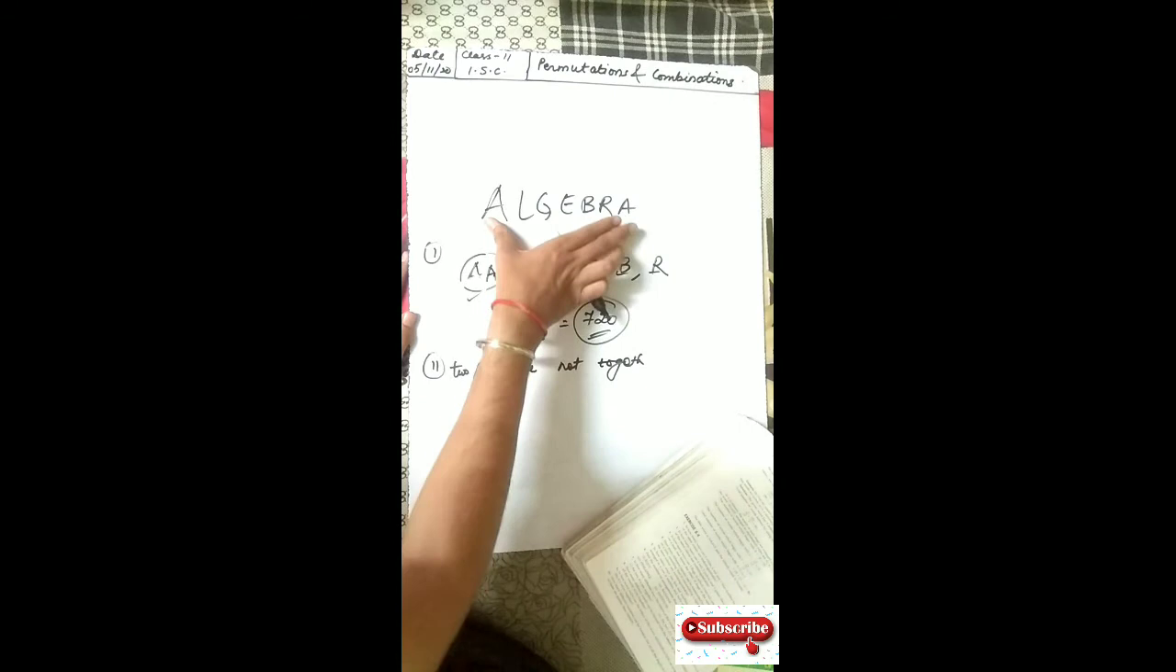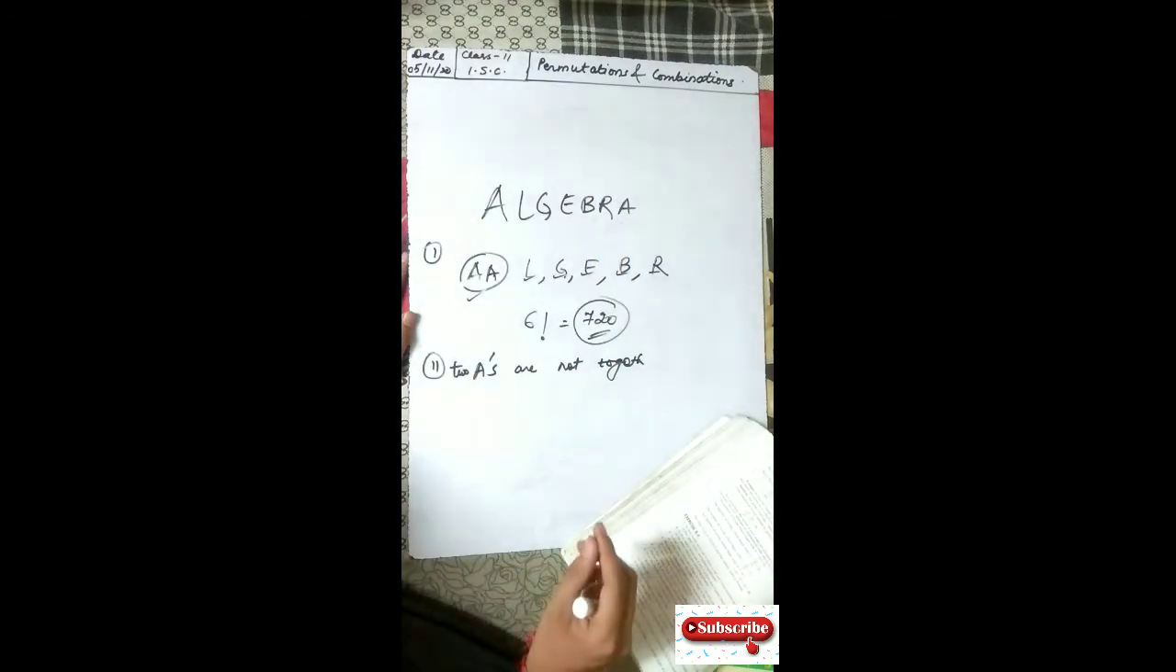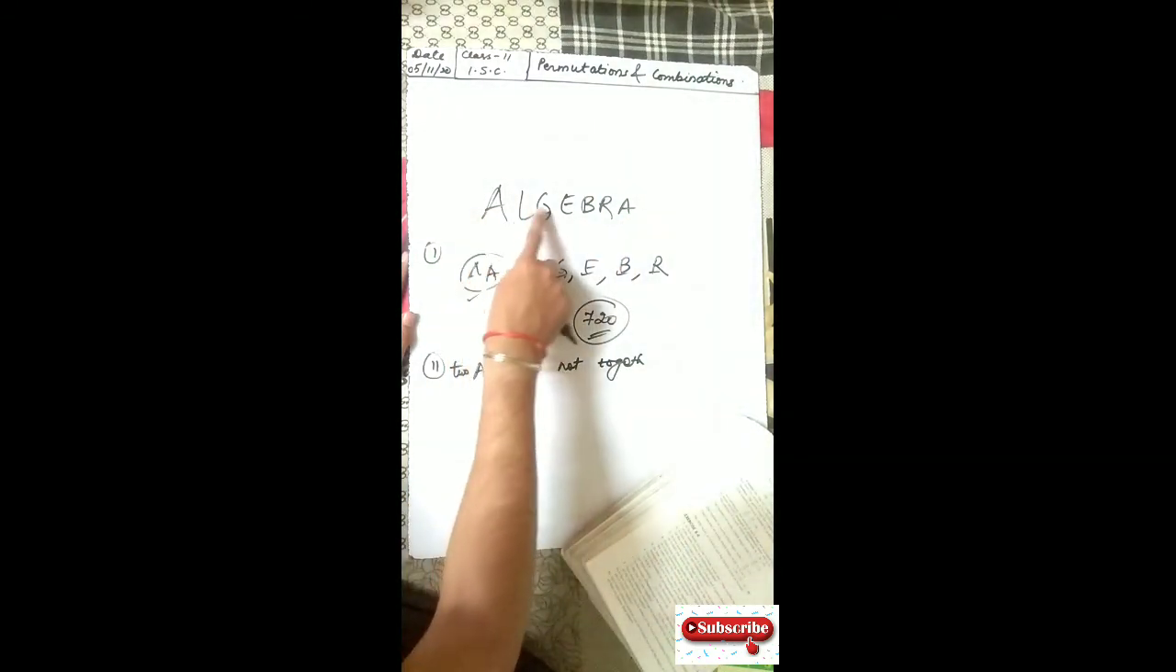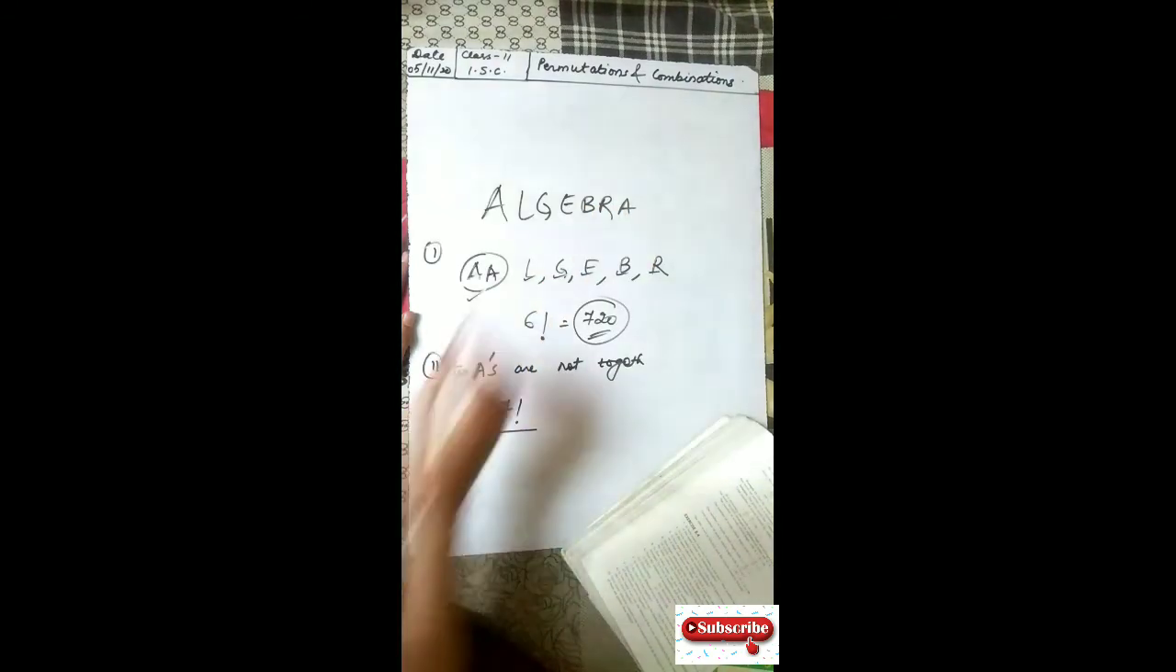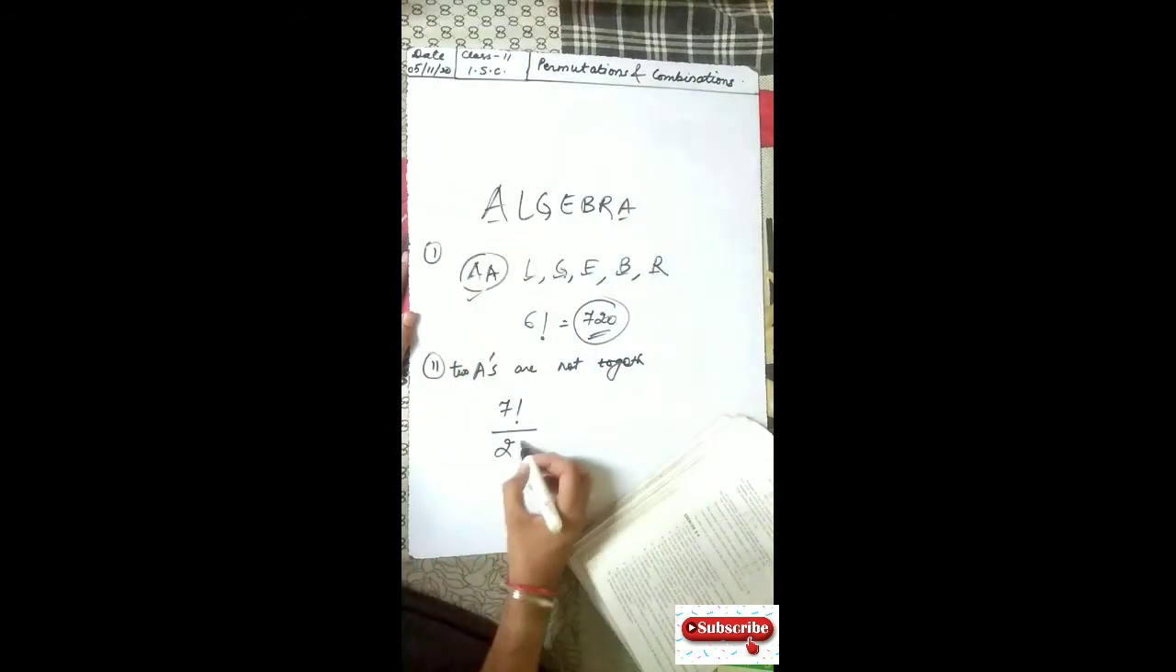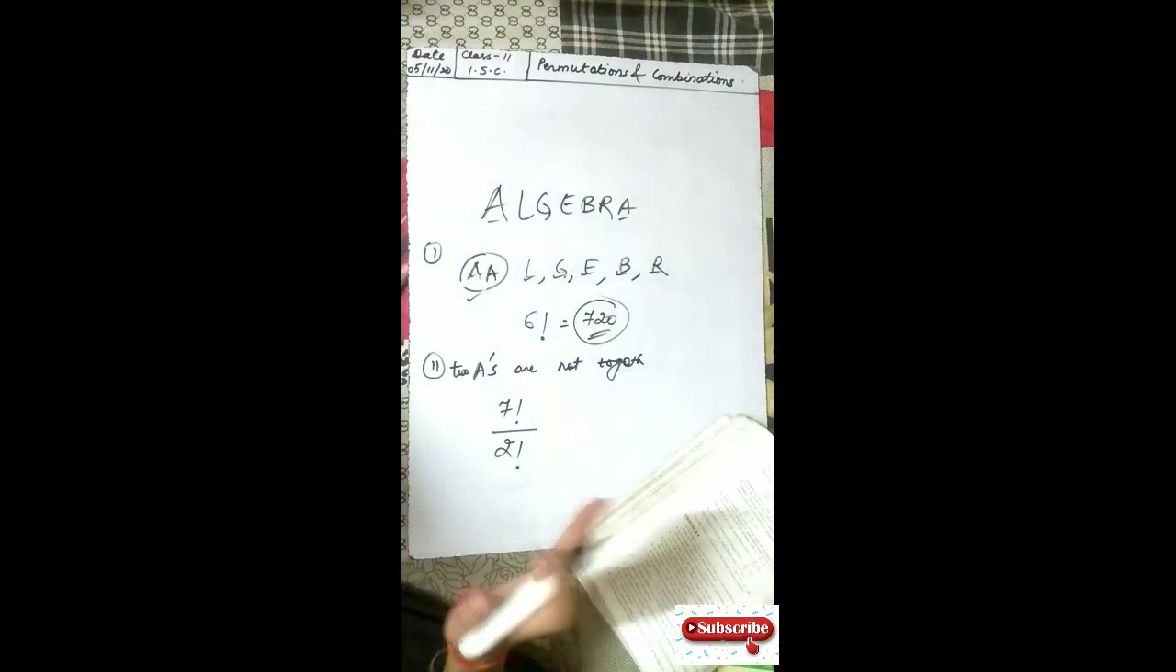You just try to find how many total possible ways there could be. So 1, 2, 3, 4, 5, 6, 7 factorial upon, 2 A's are there, so 2 factorial. This will give you the total number of ways.